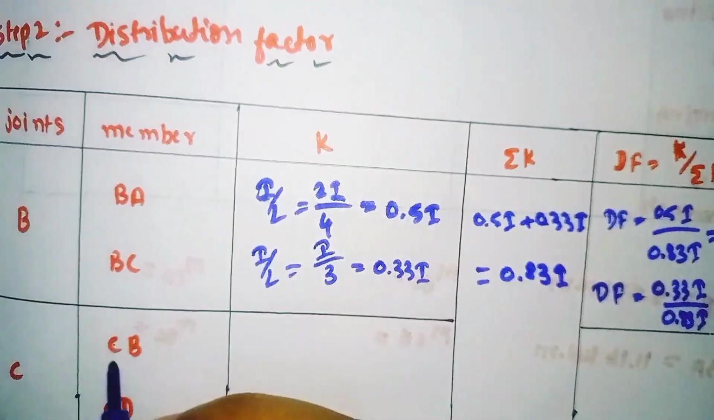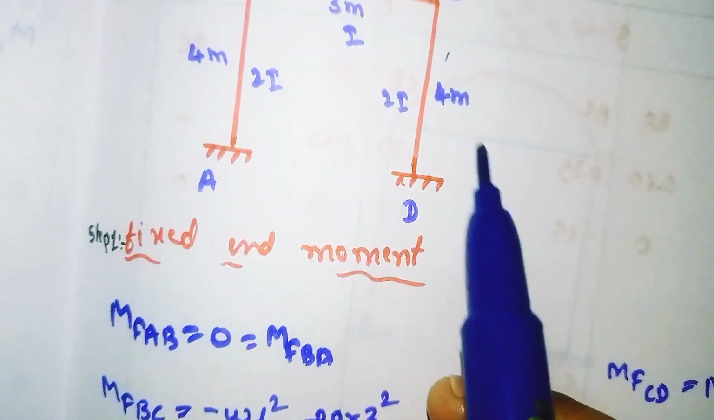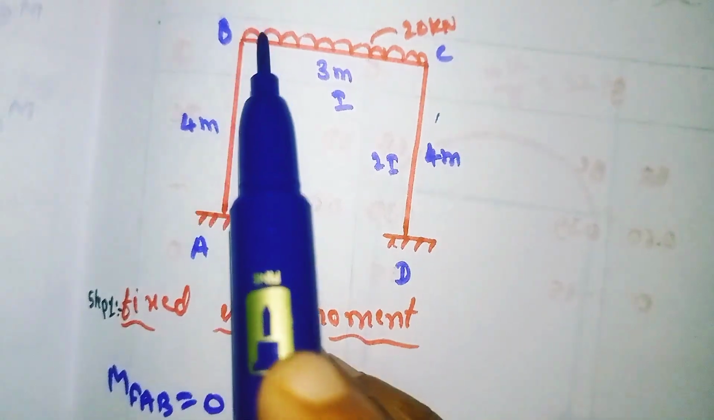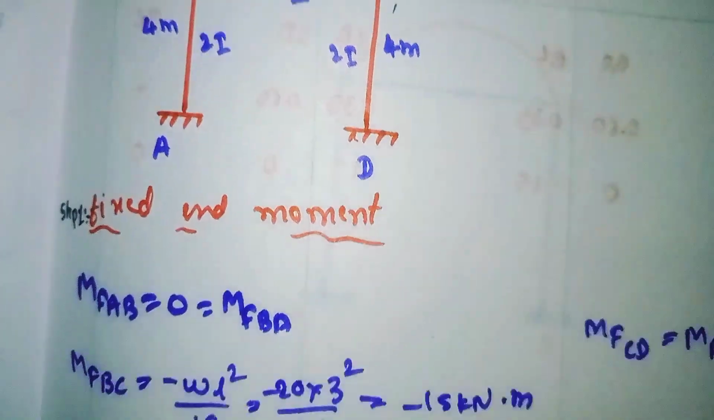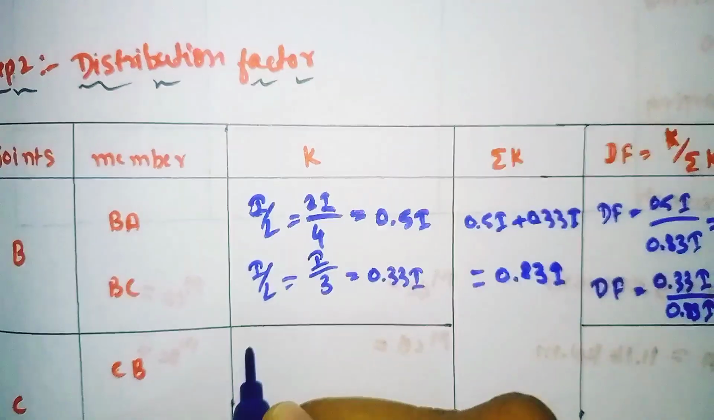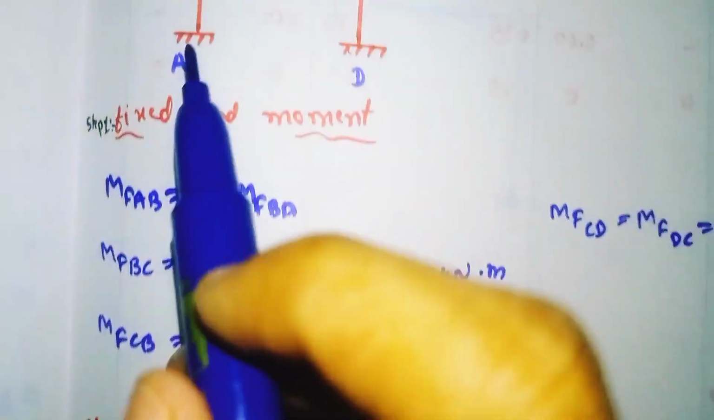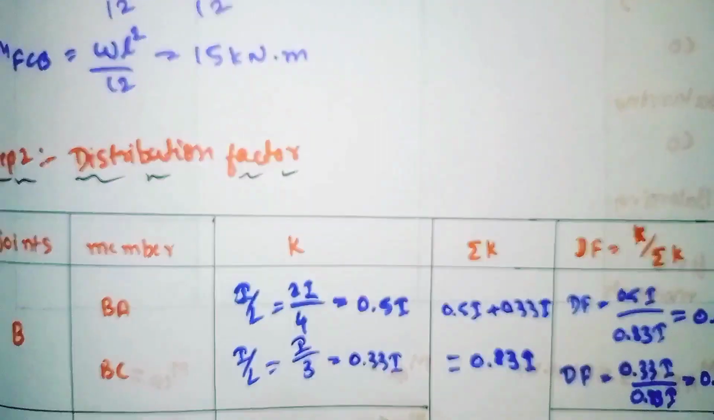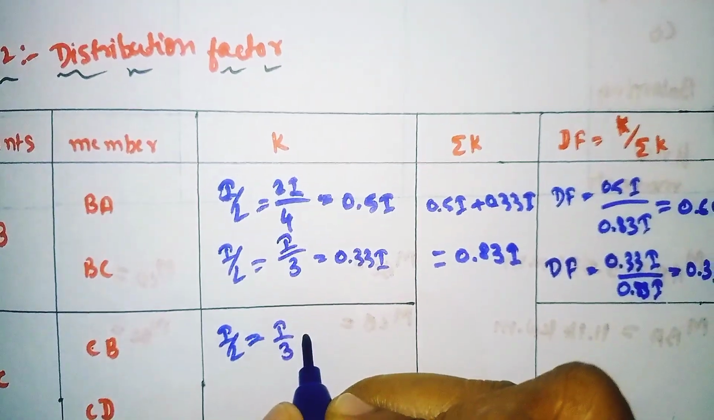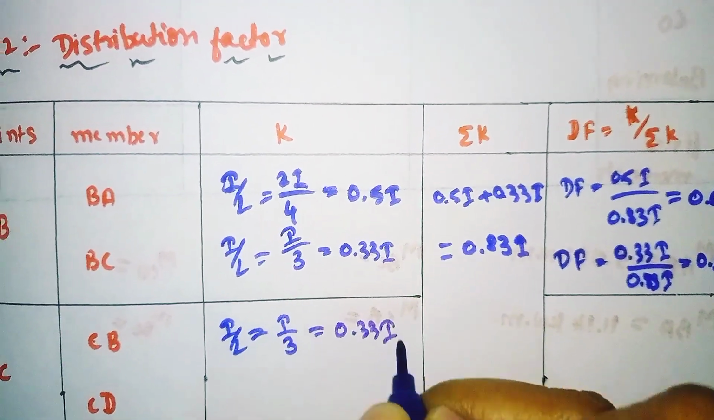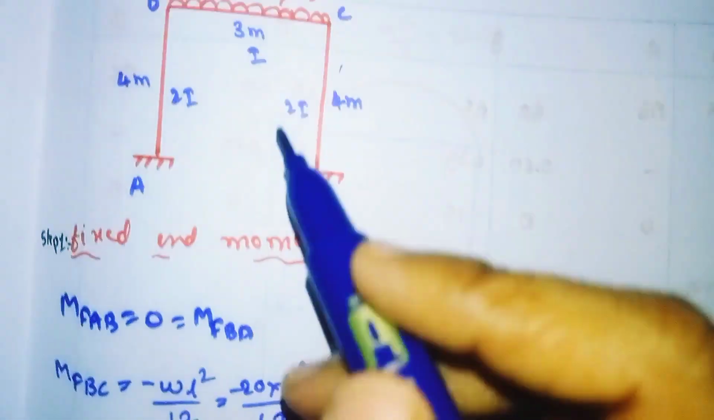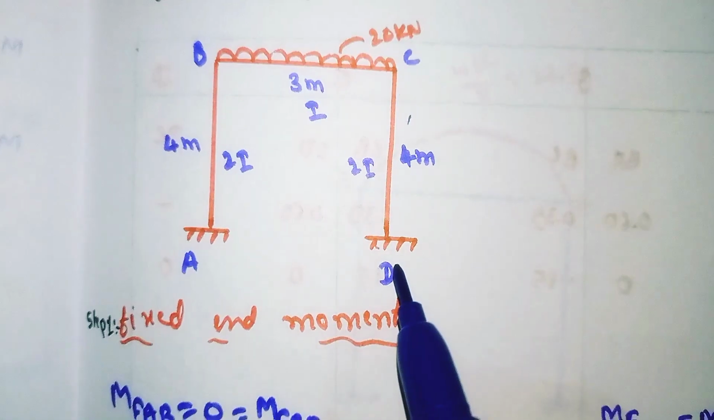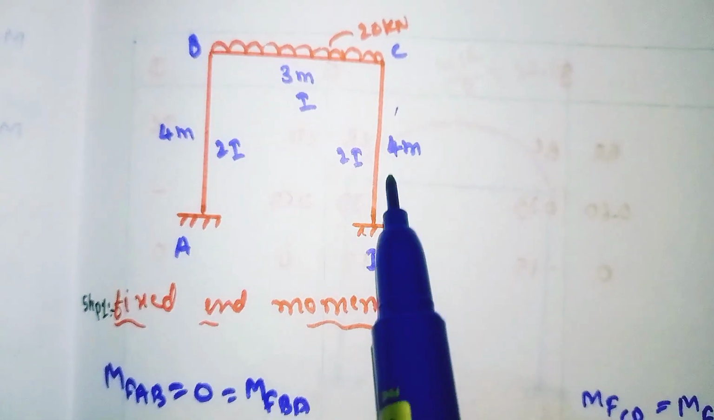So now we will see the CB span. For span CB, it is a continuous frame. It is not ending here. So we need to use again the I divided by L formula. I is 1 for CB and the span is 3, so it will come out as 0.33I. For CD, this is a fixed end, so we need to use I divided by L, and our I value here is 2I and the span is 4.